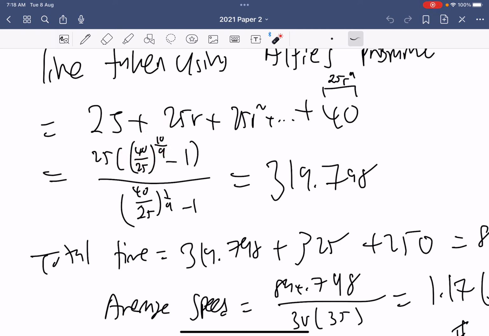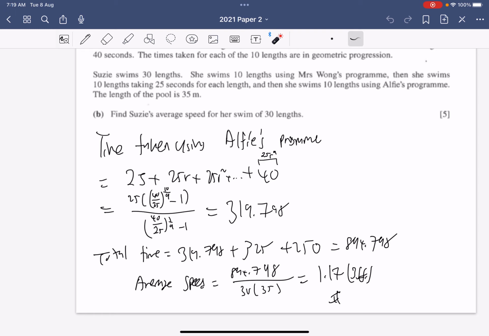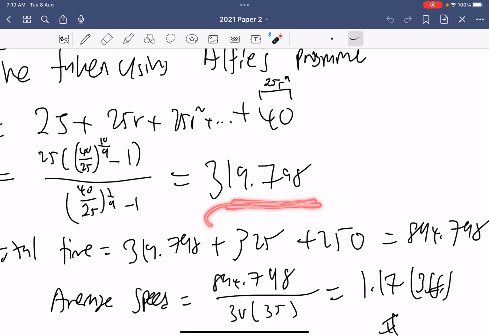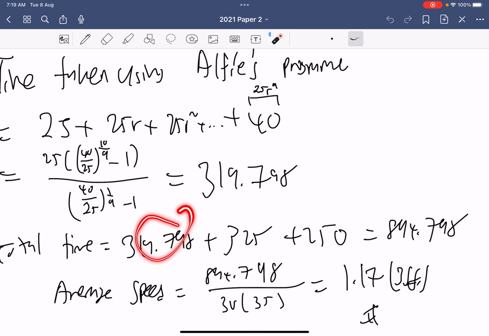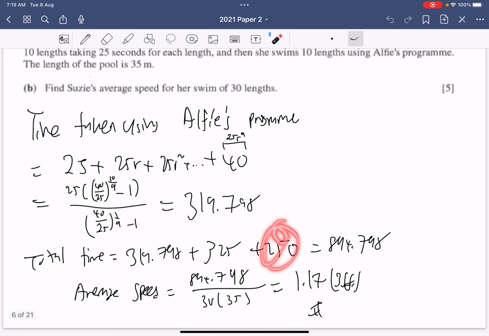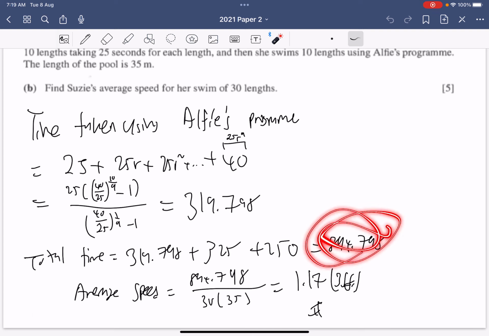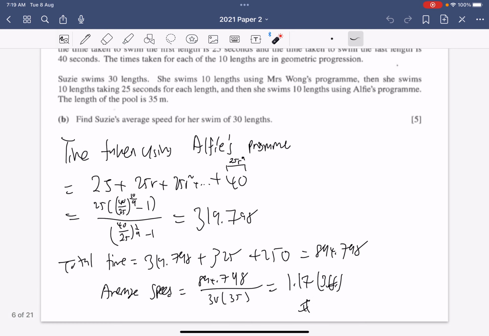The formula for the geometric series is a times (r to the power n minus 1) over r minus 1. So r in this case is this, and r to the power 10 will be this value, and we're able to see that it's 319.798. So for the total time, you take Alfie's time plus the earlier time that you found plus the constant speed time, and you see that it's 894.798. And so the average speed is taking the total distance divided by the total time.